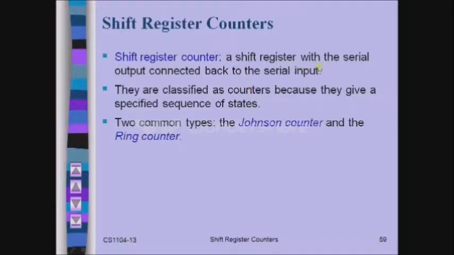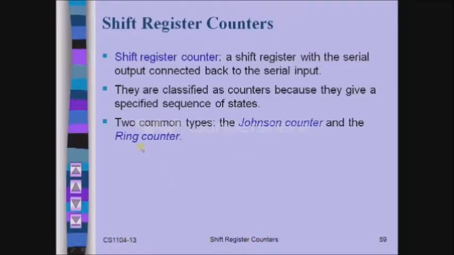A shift register with its serial output connected back to the serial input. So a shift register counter is nothing but connecting the output of the shift register as a serial input, that is, as a feedback input. They are classified into two types, as I just said: the ring counter as well as the Johnson counter.